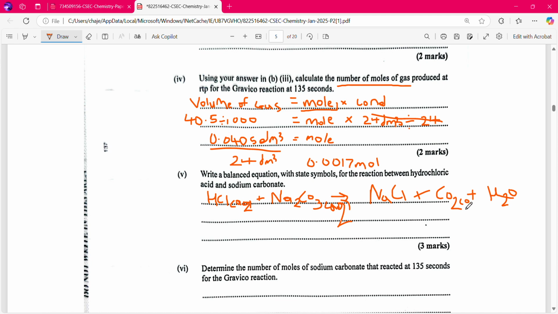And guys, even if they don't ask you to write the state symbols, write them. Once it says balanced equation, it automatically means that you need to write the state symbols. Always write those. What's the state of the sodium chloride? Yes, it is. Note that the water is present, so yes, it is aqueous. Alright. Balance it for me quickly.